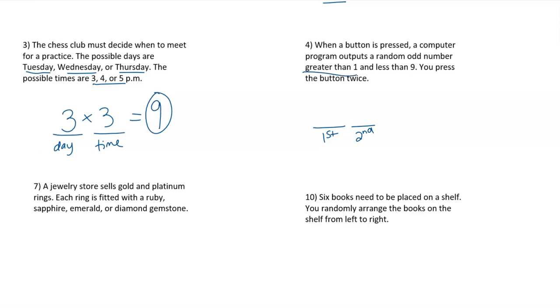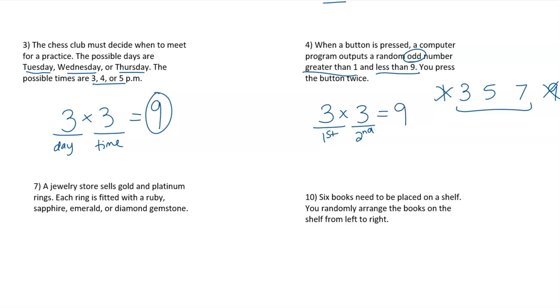Now we want our number to be greater than 1 and less than 9, and it has to be odd. So it's got to be bigger than 1, which means it's not 1. It could be 3, 5, 7, 9. Well, it can't be 9 because 9 isn't less than 9. So we have 3 possible options. So we have 3 outcomes possible for the first press, 3 outcomes possible for the second press, and we multiply those together and we get 9.